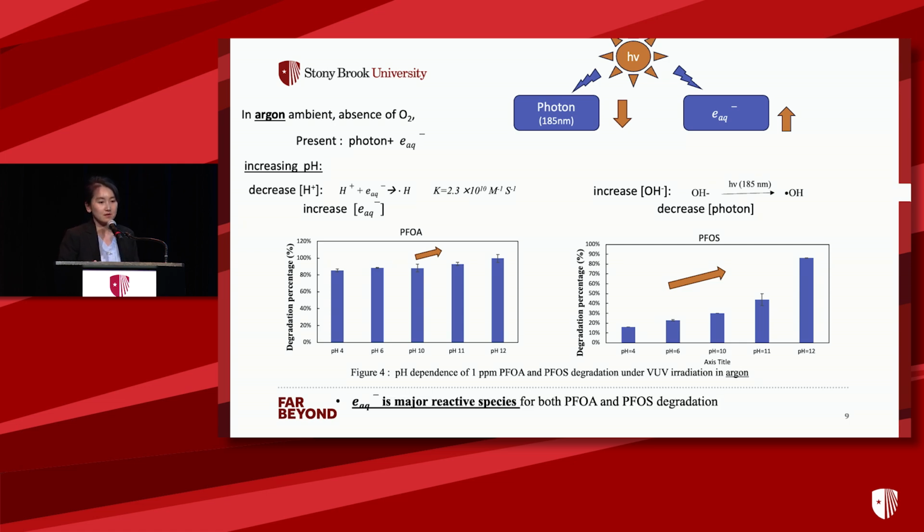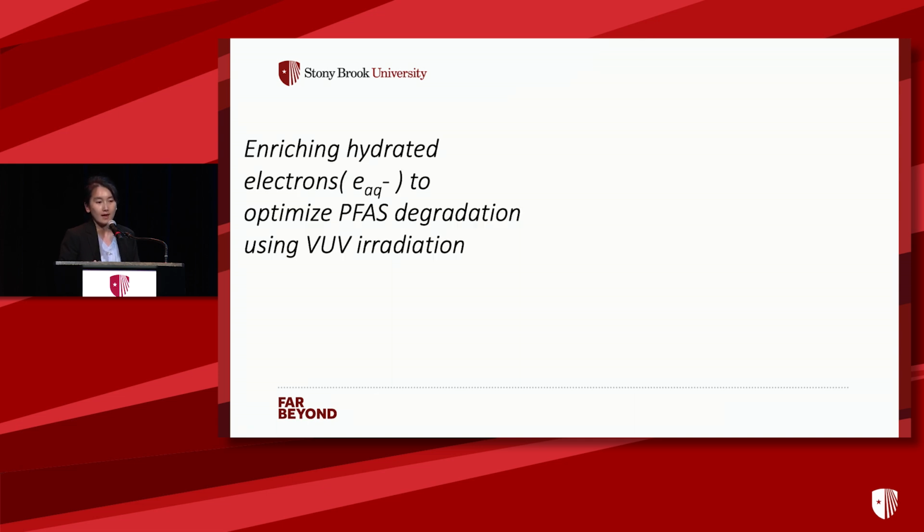So here, based on the observation, we conclude that the hydrated electron is the major reactive species for both PFOA and PFOS degradations. And based on our results, we conclude that the hydrated electron concentration is one major pathway to optimize the PFAS degradations for both carboxylic and sulfonic compounds.